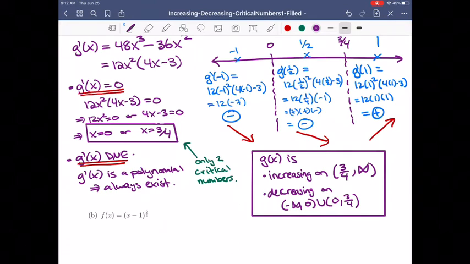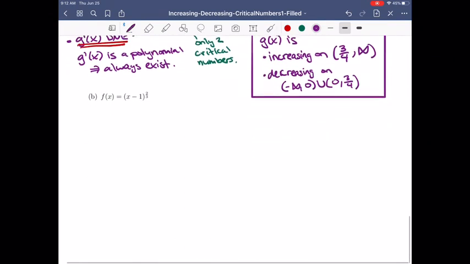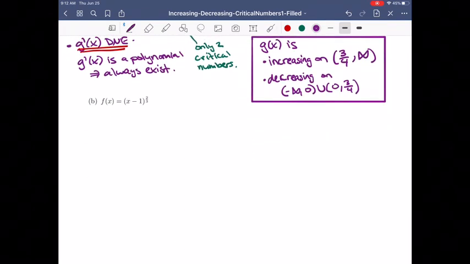I like to just keep all the intervals separate. But anyway, so that would be our answer. So now we found where it's increasing and decreasing. Okay, let's try one more. So here my function f of x is x minus 1 to the power 2/3. So this is actually, if you rewrite it, the cube root of x minus 1 squared.